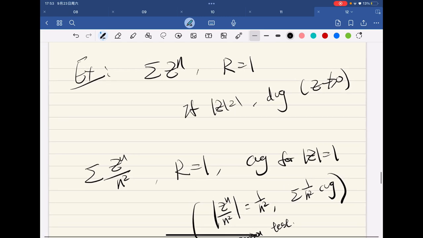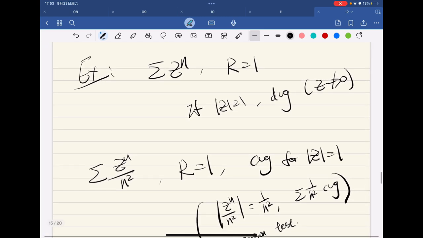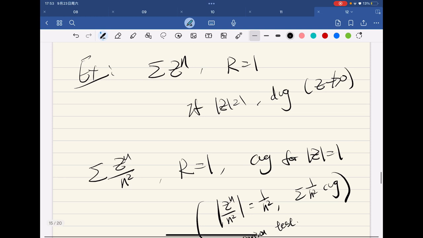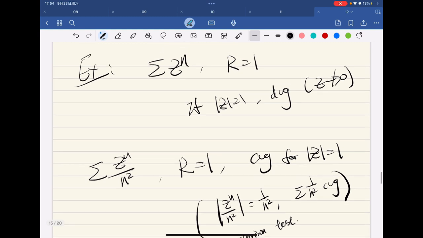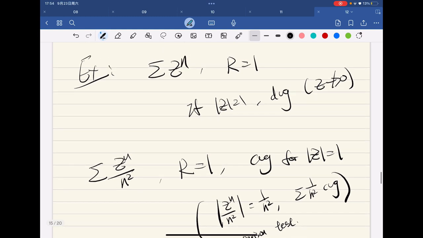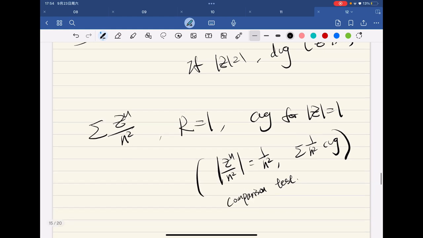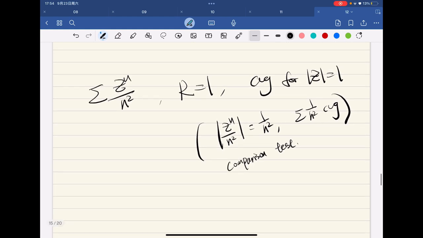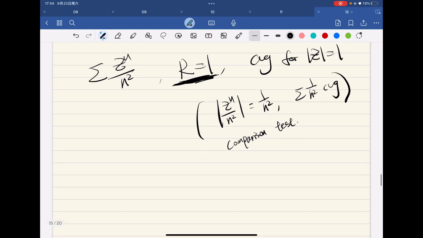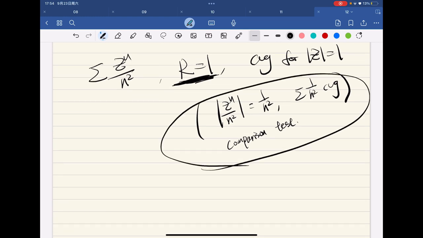Here's an example, consider this series. The radius is equal to 1. And if it's on the boundary, then it diverges because the terms cannot converge to 0. For this other series, the radius of convergence is also equal to 1, and it converges for z on the boundary. And you can argue this by the comparison test.